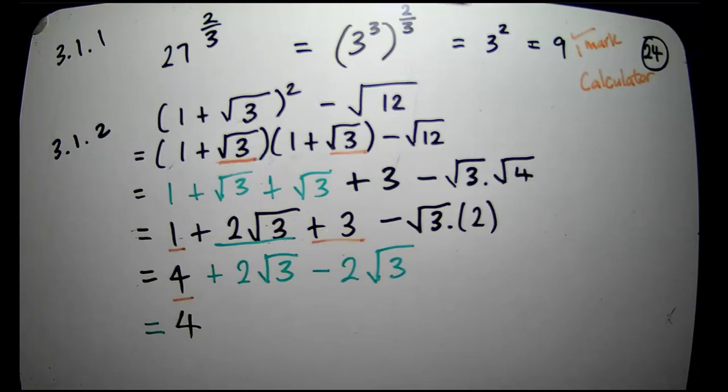So remember, if I have root 3 times 2, it's the same as 2 times root 3. It can swap around. It's like saying 2 times 3 is equal to 3 times 2. It's the same thing.